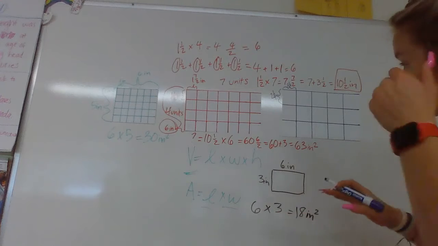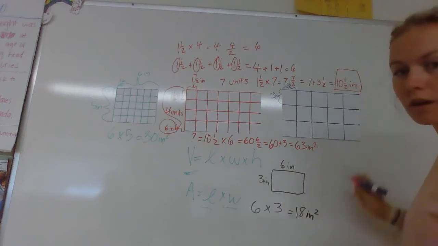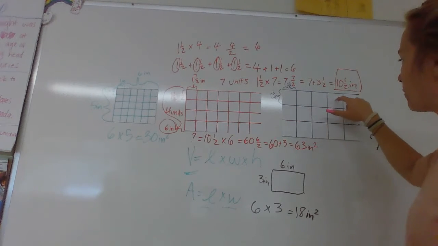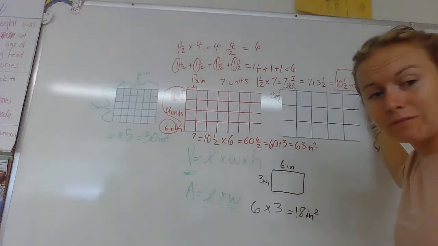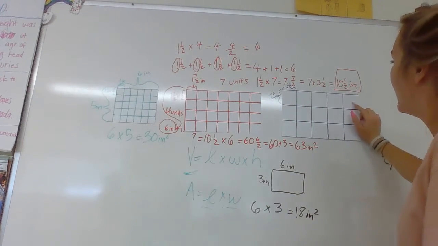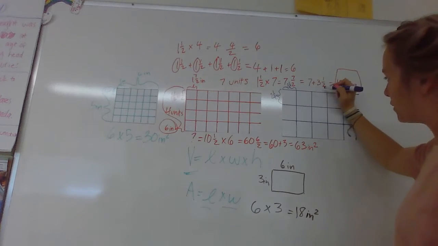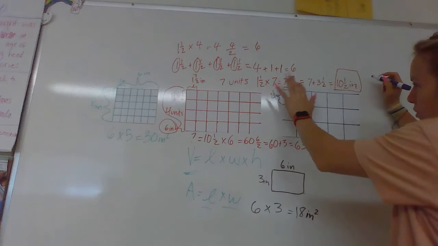Okay, so the way to figure this out is the same thing. We have to count how many units there are on each side. So for this length, it's 1, 2, 3, 4, 5. So there's 5 units. To figure that out, we do 5 times 2 1/4.